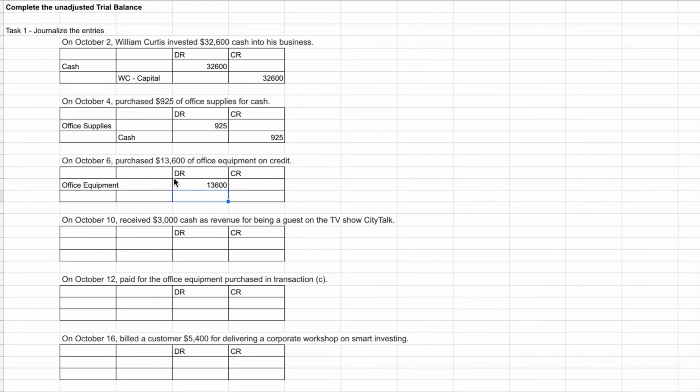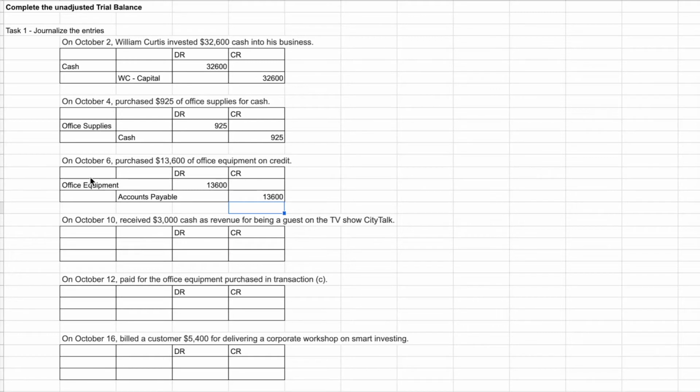And the other account is, we purchased equipment on credit. Whenever we do that, that's accounts payable. By definition, that's a credit account. We buy stuff on credit, it gets put into accounts payable, and this is increasing the credit. In other words, the amount of money we owe is going up. So we're going to credit accounts payable by $13,600.